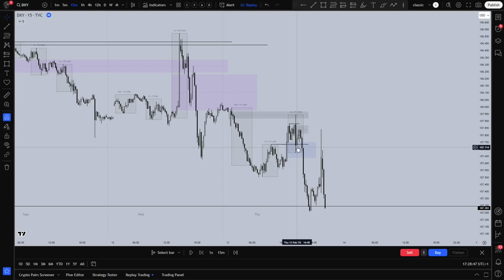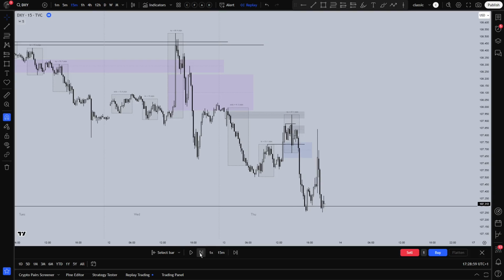You can see here, propulsion block was holding, fair value gap as well. We just had some wick here once Trump was speaking, but then you can see post the speech, price was continuing the higher time frame order flow.